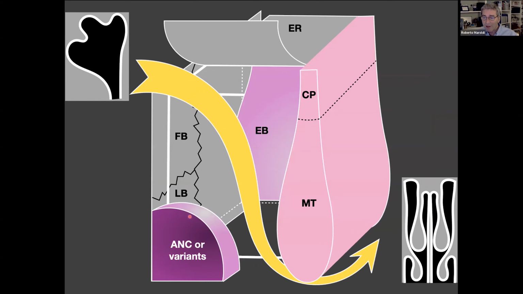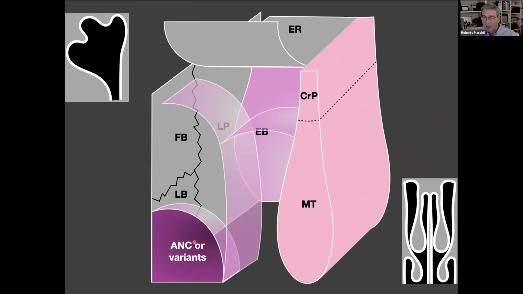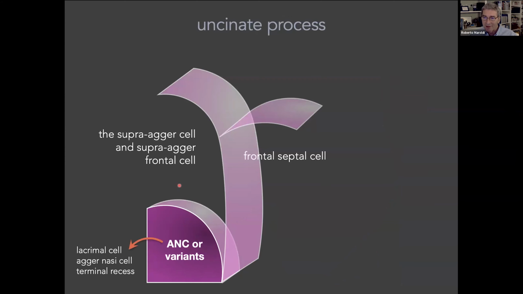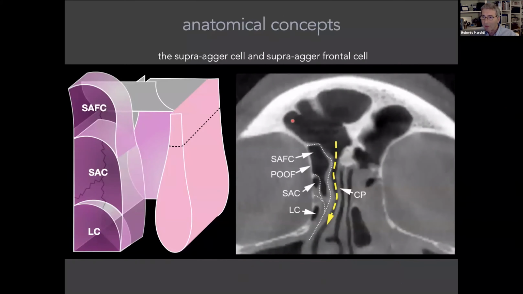And one of the first structures we are going to discuss is the Agger Nasi cell or its variants, because according to the attachment of the uncinate process and the presence of Agger Nasi cell or other variants like the supra-Agger Nasi cell and the supra-Agger Nasi frontal cell, or the presence of a frontal septal cell, the drainage will be different.